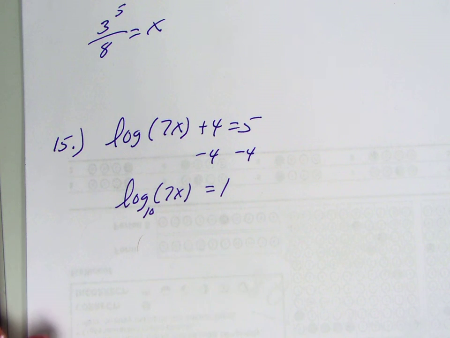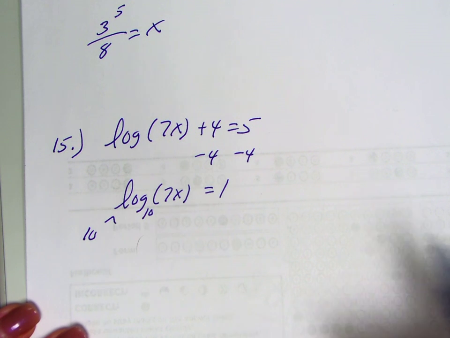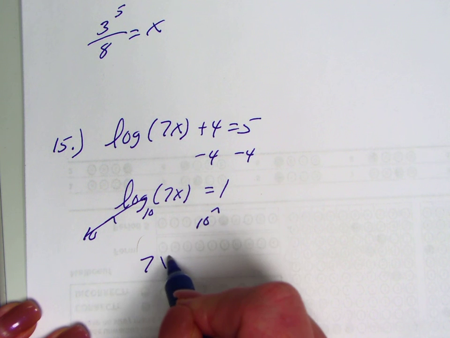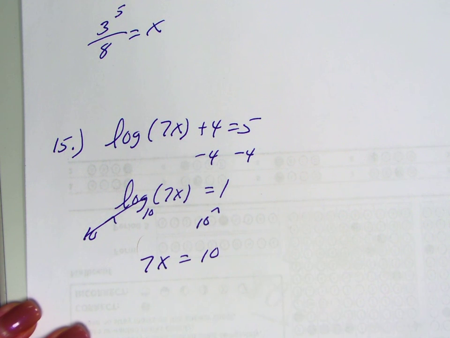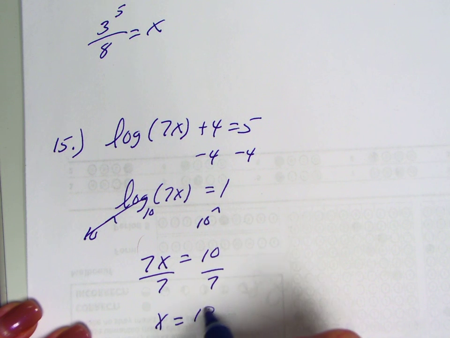So then we would just exponentiate with base 10. So we'd say 10 raised to the log of 7x equals 10 raised to the first power. So 10 to the log base 10 is 1. So we get 7x equals 10 to the first, which is 10. So then we divide by 7, and we get x equals 10 over 7.